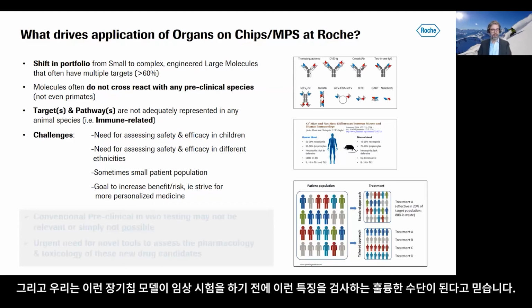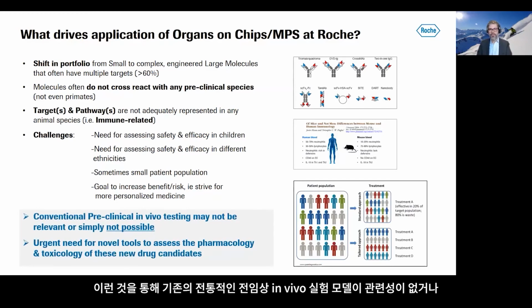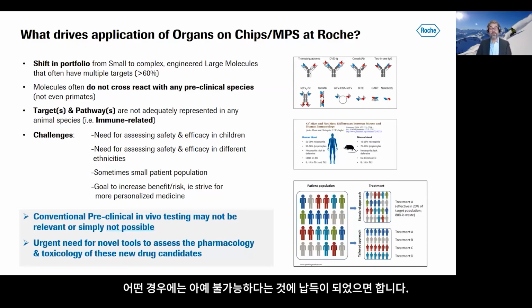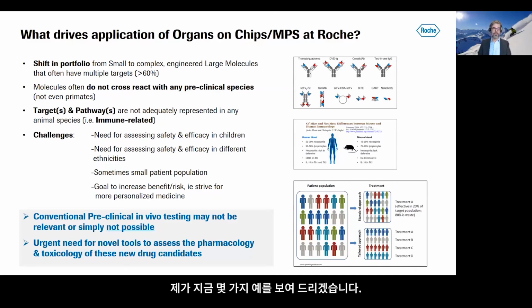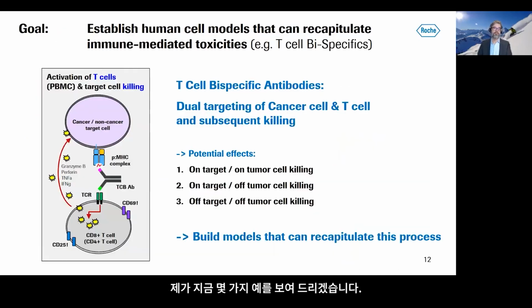So overall, I hope this convinces you that the existing conventional preclinical in vivo testing models may not be relevant, or in some cases simply are not possible. So there is an urgent need for novel tools to assess the pharmacology and also the toxicology of those new types of drug candidates. And I'm showing you now a couple of examples.